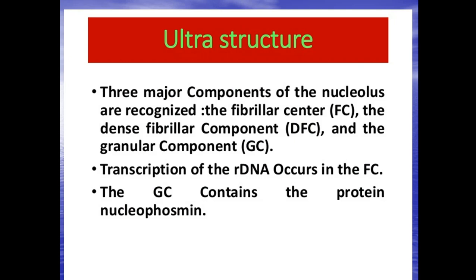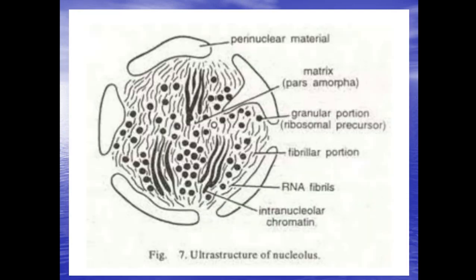So this is the ultrastructure of the nucleolus. It has three: fibrillar center, dense fibrillar component, and granular component. Here the transcription of rDNA occurs in the fibrillar center, whereas the granular component contains the protein nucleophosmin. See, this is the granular portion which you can see here in the nucleolus. RNA fibrils.